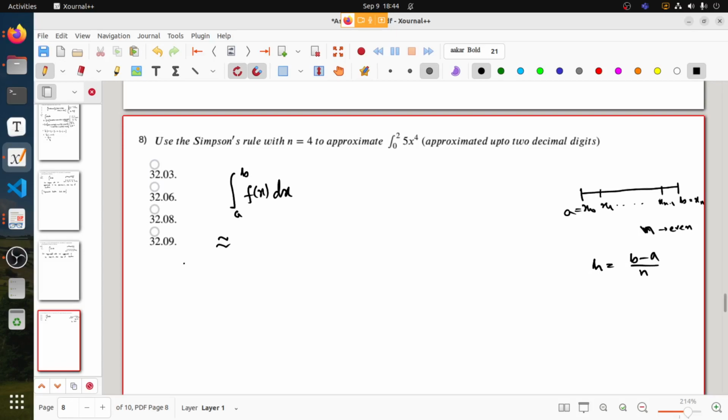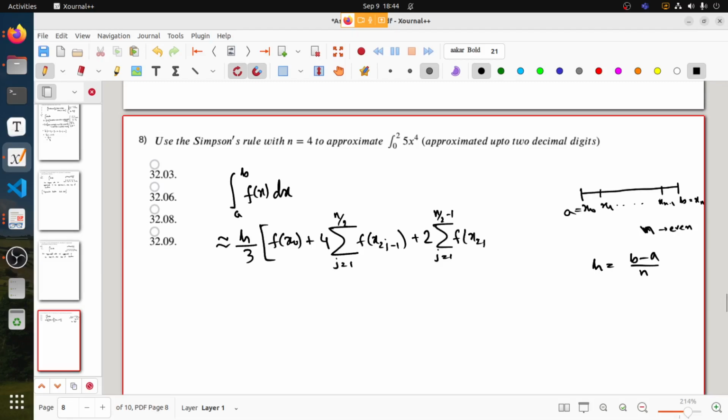Then what Simpson's rule is saying is that this integral is approximately equal to h by 3 times f of x0 plus 4 into the summation. For the odd terms the coefficient will be 4, with j from 1 to n by 2, f of x(2j minus 1), plus 2. For the even terms the coefficient will be 2, because these are odd terms, right? x(2j minus 1). For the odd the coefficient will be 4, for the even the coefficient will be 2, summation to n by 2 minus 1 of f of x(2j), plus f of xn.